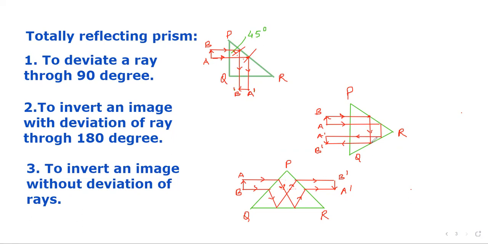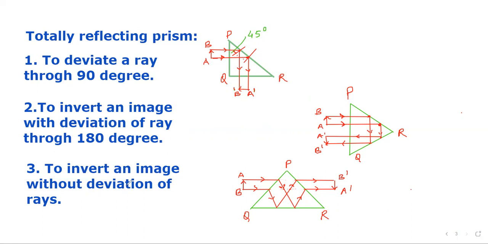Then at this point, again, there is total internal reflection and the ray moves like this. Consider the second ray. It goes like this. At this point, there is total internal reflection. Then again, at this point, there is total internal reflection and the ray goes like this. So AB is the object and its inverted image A'B' is formed here.